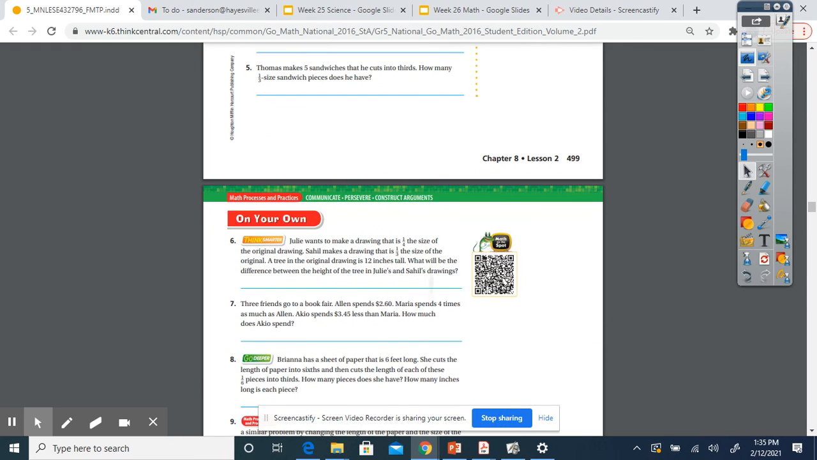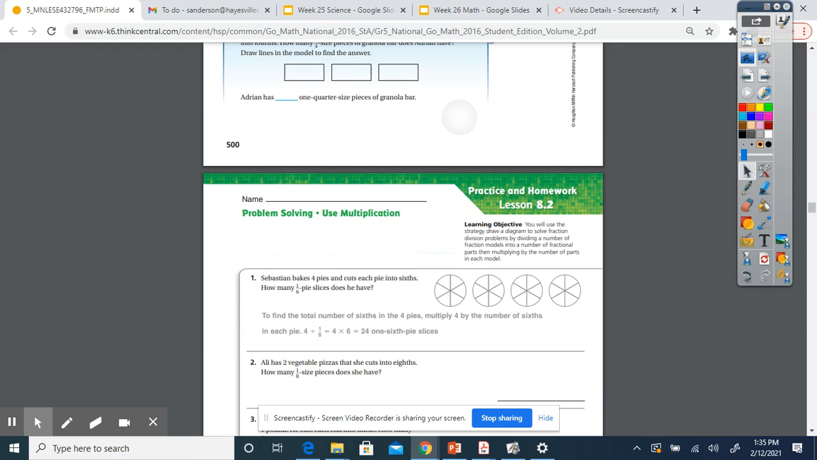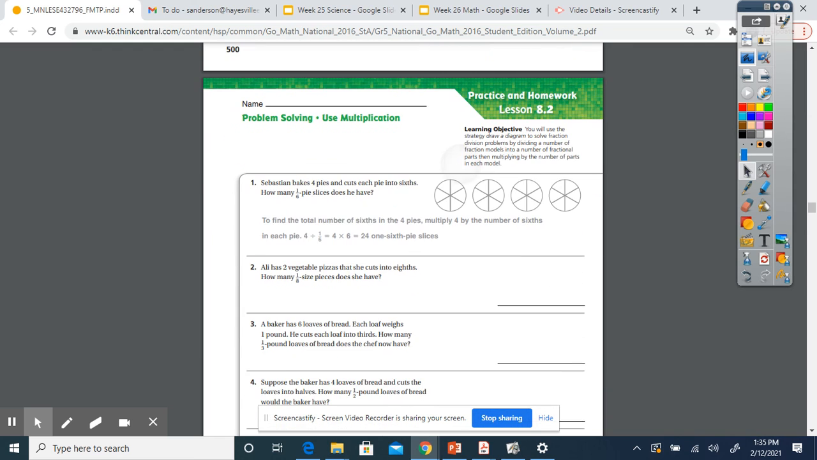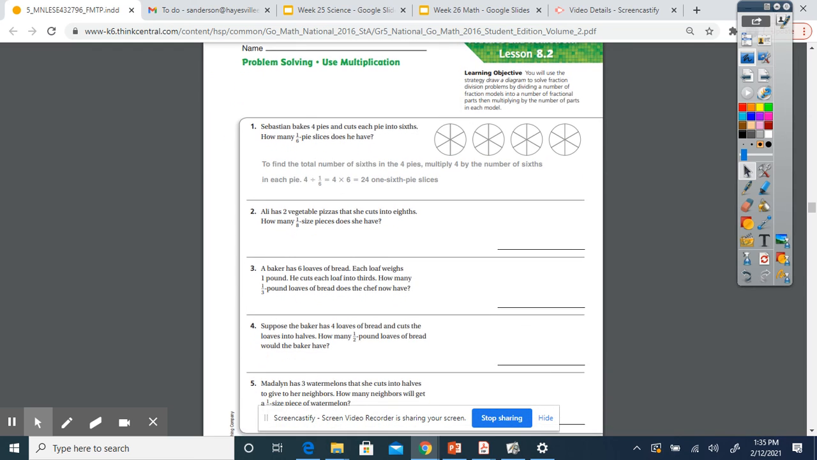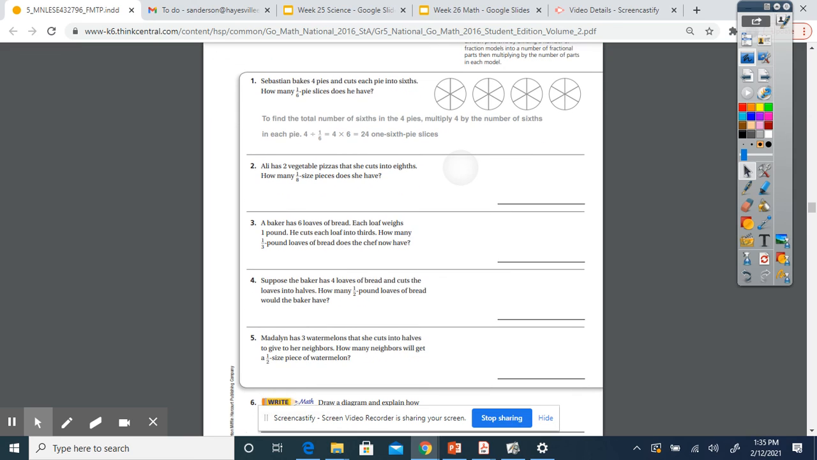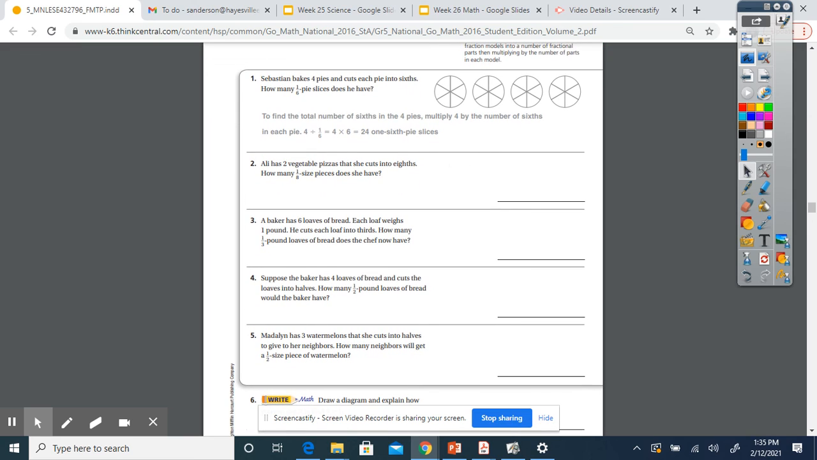All right, so you're going to do page 501. There is room beside these problems to draw, and on Teacher Made, you can actually use the draw tool to draw them on the worksheet, or you can do it on a piece of notebook paper. All right, so let me know if you guys have any questions. Thank you.